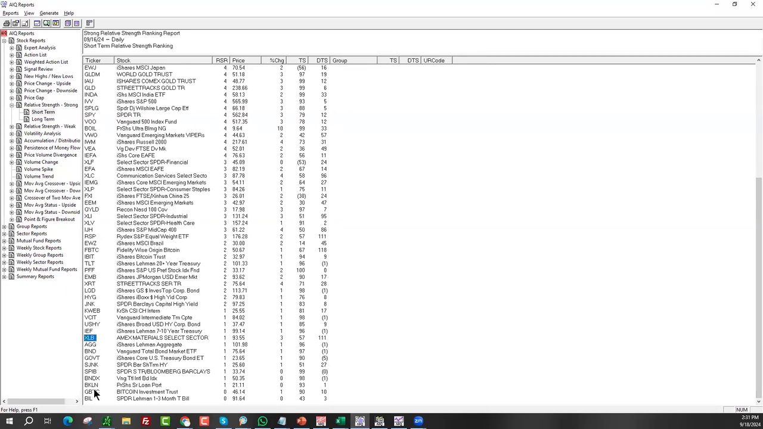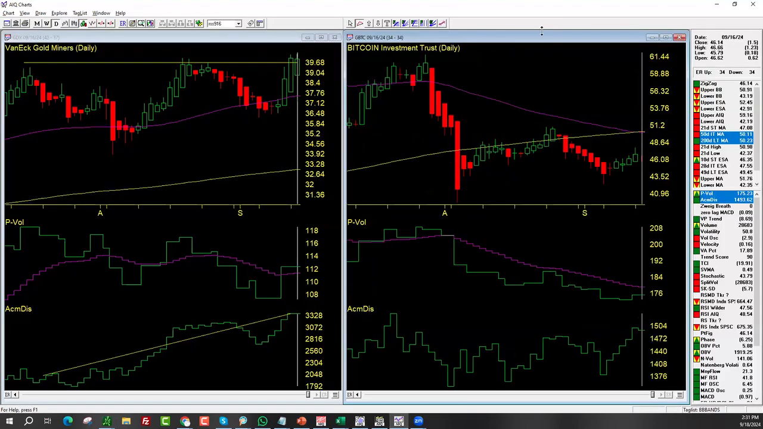This is GBTC, so it's quite near the bottom. This is the Bitcoin Investment Trust. I think this was one of the first ETFs to make its appearance out there, and GBTC is quite well known. So when we see Bitcoin here, there is a modestly small trend. But remember, it's down near the bottom of the list.